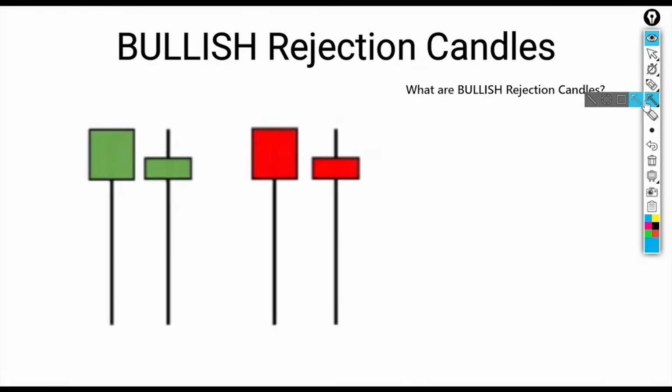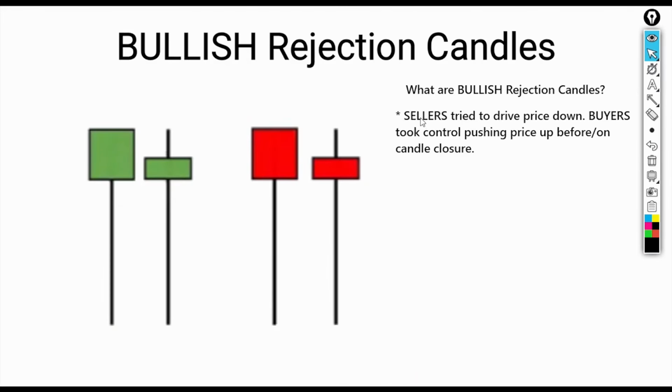Now, what exactly are bullish rejection candles? Bullish rejection candles are essentially candles that showed price try to drop, okay? But then buyers swiftly took control, driving price back up before or on the candle closure. So basically, the sellers tried to drive the price down, right? The bears tried to take control, but the buyers, the bulls, stepped in, taking control and ultimately showing their dominance.